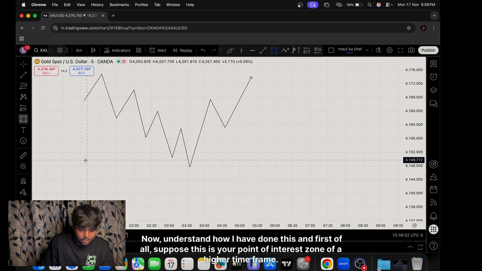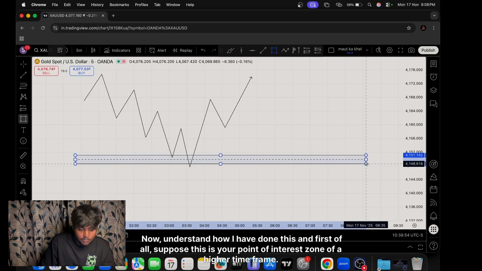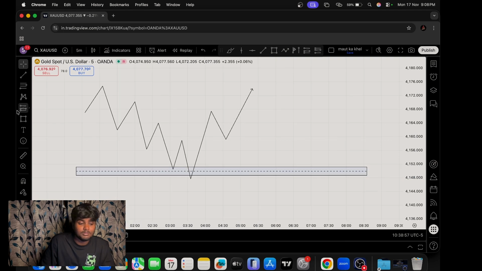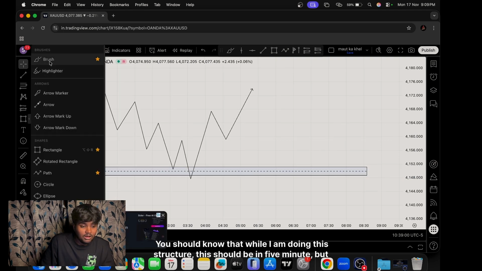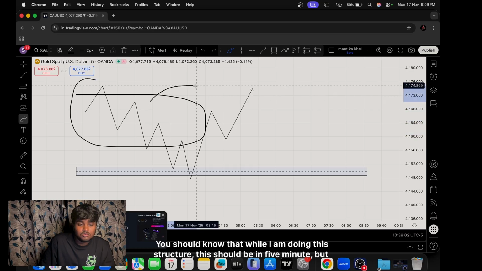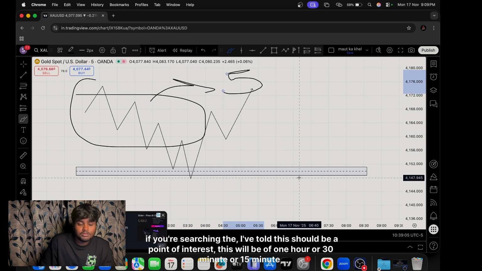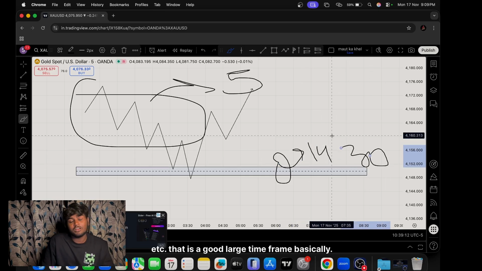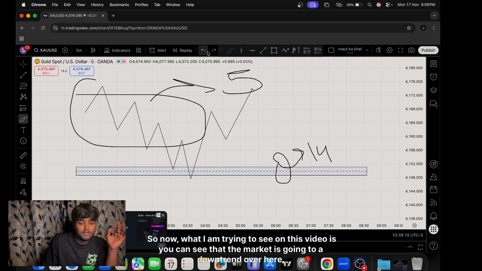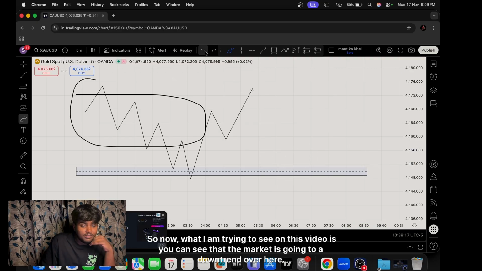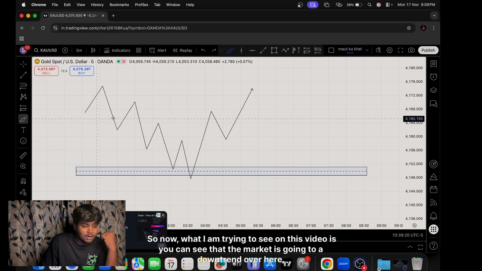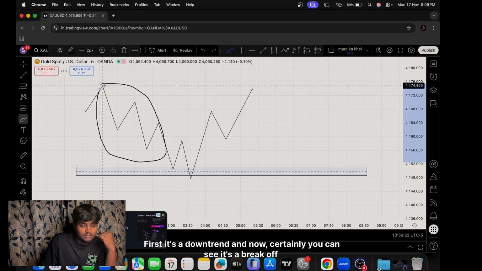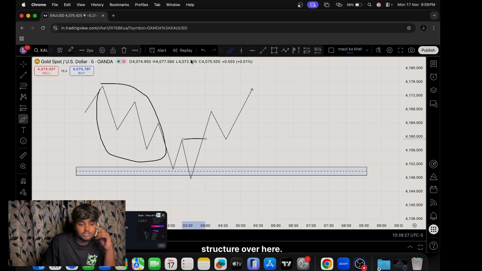First of all, suppose this is your point of interest zone of a higher time frame. While I am drawing this structure, it should be on 5 minutes. But the point of interest would be on 1 hour or 30 minute or 15 minute, etc. That is a larger time frame. Now you can see the market is going into a downtrend over here. First it's a downtrend, and now suddenly you can see a break of structure over here.